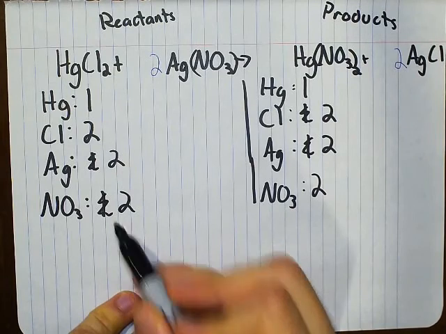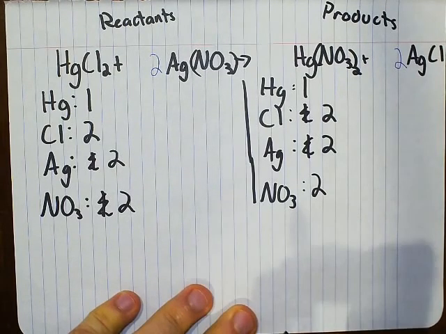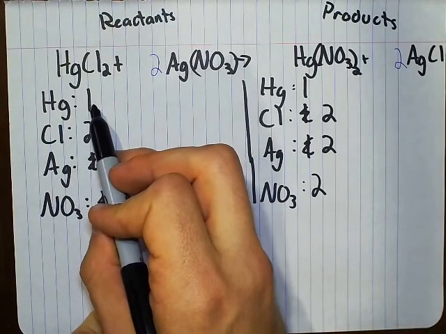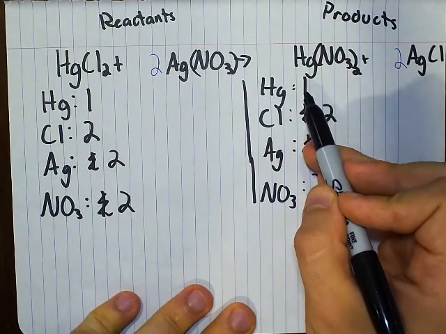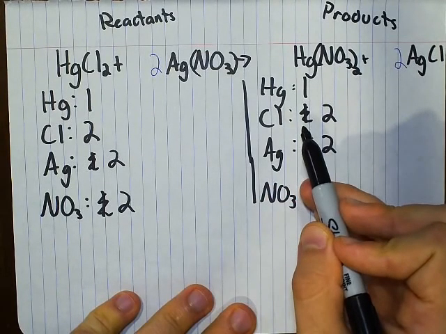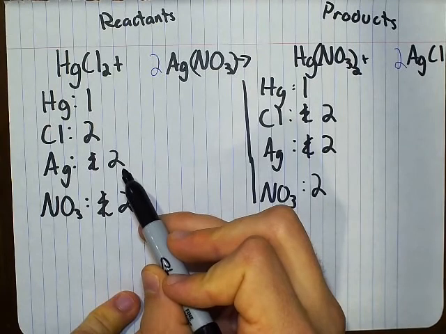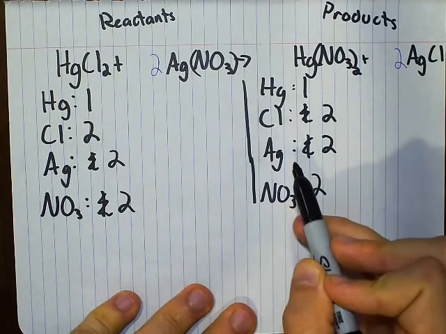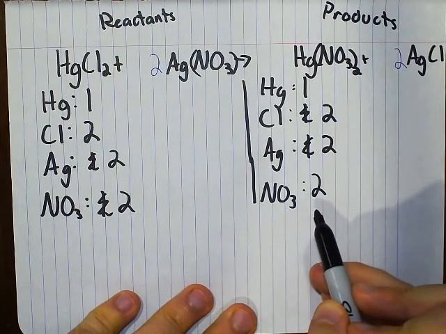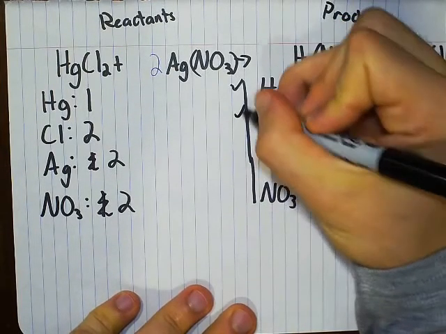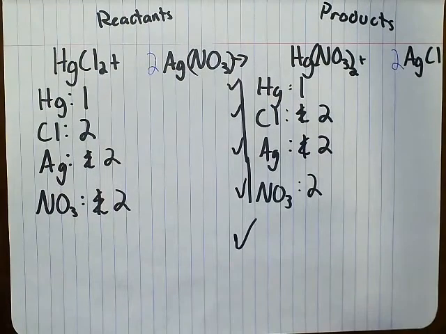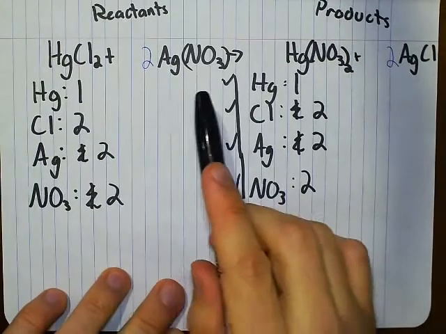And that actually helped us out because we were going to have to balance that nitrate out on this side. So we can see, if we double check, we've got 1 atom of mercury that balances with my product side. My reactants have 2 atoms of chlorine that balances out with my 2 atoms of chlorine over here. I've got 2 atoms of silver that balances out with my 2 atoms of silver on this side, and my 2 ions of nitrate balance out with my 2 ions of nitrate here. So we can say we're check, check, check, check, and we are all balanced.